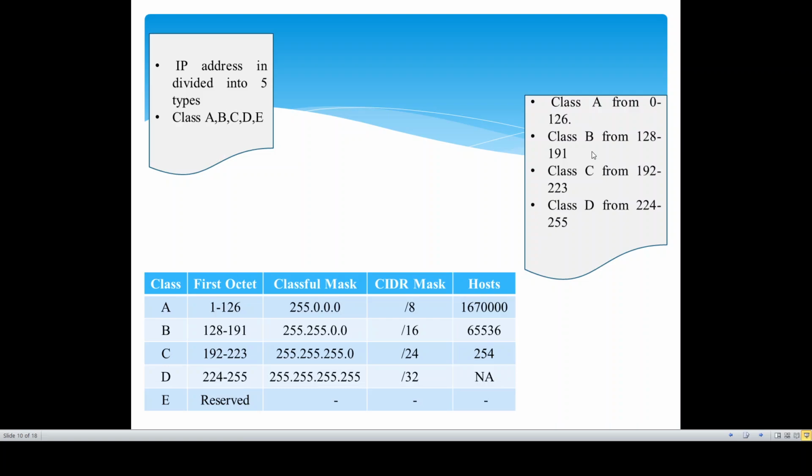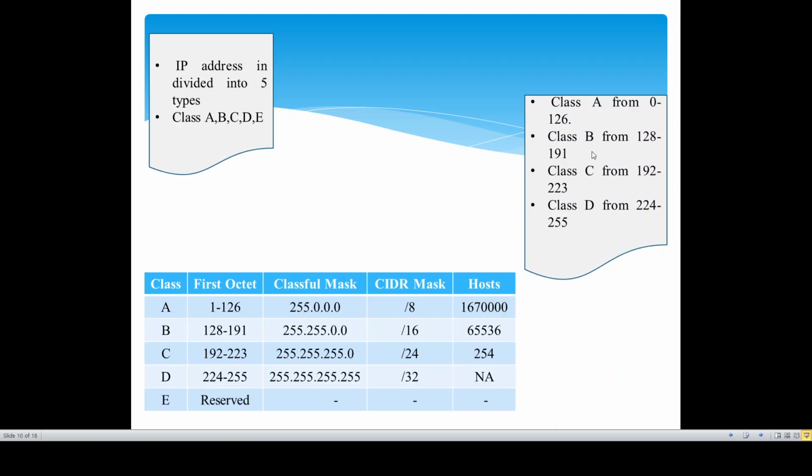It starts from 1 to 126. Here the classful mask or subnet mask will be 255. How is the CIDR mask calculated? For the first, class A, it is /8. How is it /8? The classful mask for class A is 255. So how is this 255 calculated?